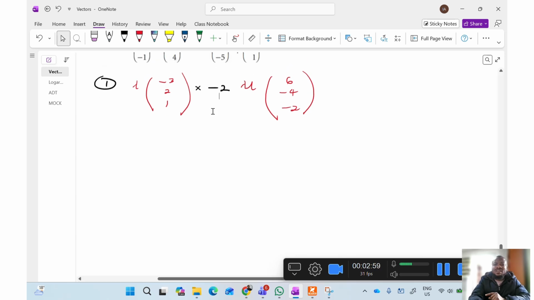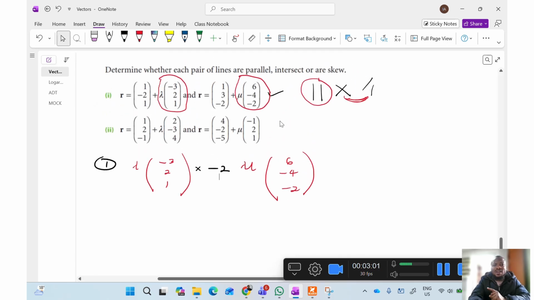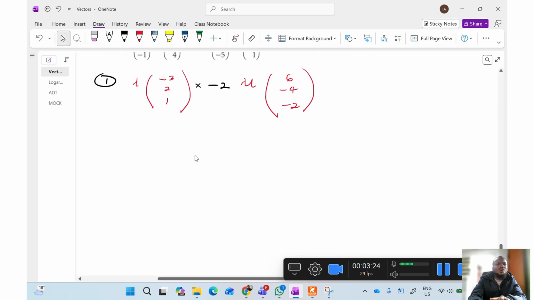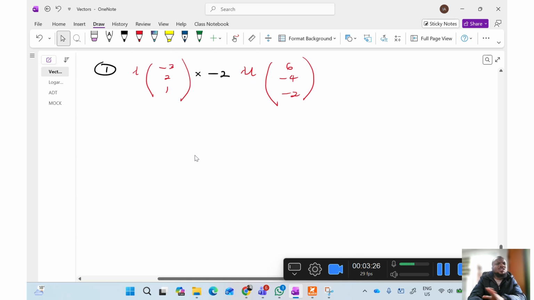What I'm trying to remind you is that if you are given two lines and you are asked to determine whether they are parallel or have a point of intersection, check their direction first before you start solving. Where do you find their direction? You find their direction where you have the lambda or mu. That is where you get the direction. Check whether there is a common factor, a multiplier between the two lines. I hope you understand that.